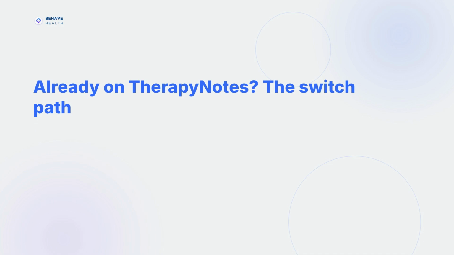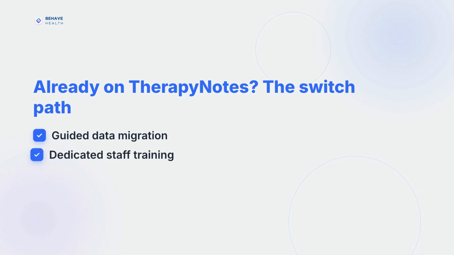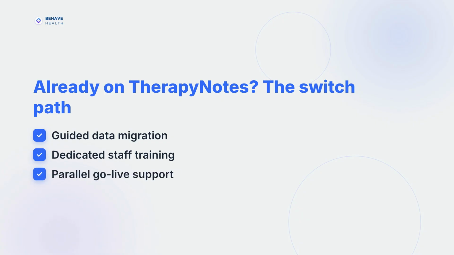If you're evaluating whether to stay or switch, Behave Health provides a structured migration path designed to protect your operations and revenue cycle. The team handles data migration, so your records move over without you rebuilding everything by hand. Onboarding includes staff training across CRM and admissions, EHR documentation, and RCM billing workflows. Parallel Go Live support is designed so the transition does not disrupt your operations or revenue cycle.